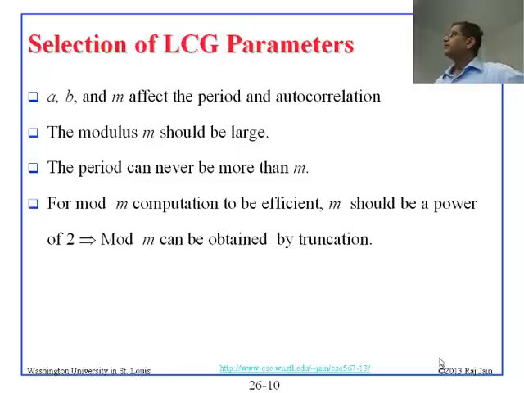And for the mod M computation to be efficient, M should be a power of 2, so that you can do mod M easily. If you have to do mod 2 raised to 32, it's very easy. You just shift by that many bits.